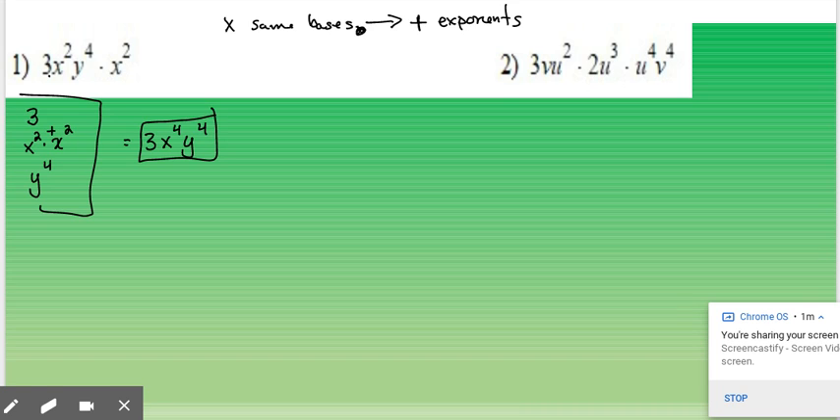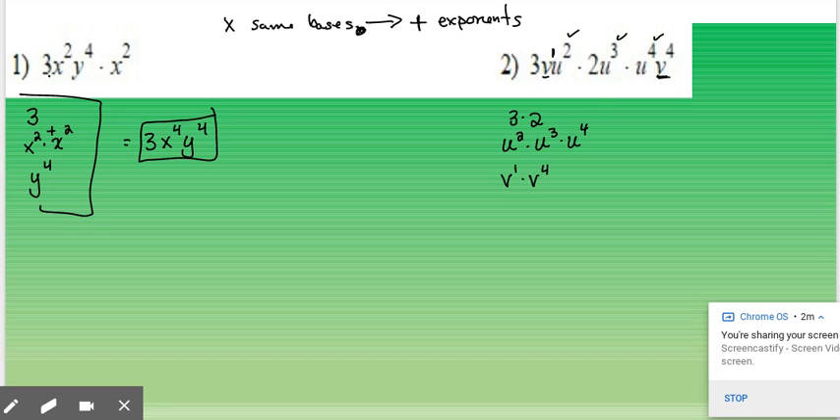to organize these. Start with the numbers. We have 3 and 2, so 3 times 2. My u's, I have u squared, u to the 3rd, and u to the 4th. Okay, that takes care of this one, and this one. My v's, you got to remember this v right here is v to the 1st power. So I have v to the 1st power, and I have v to the 4th power.